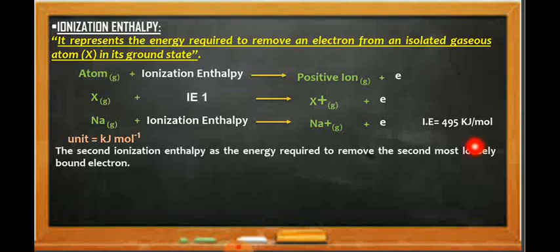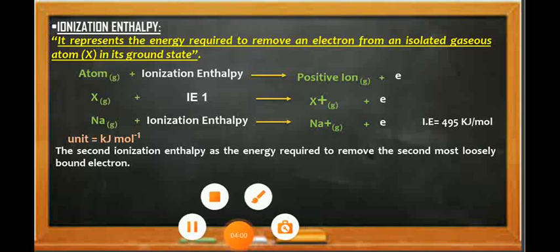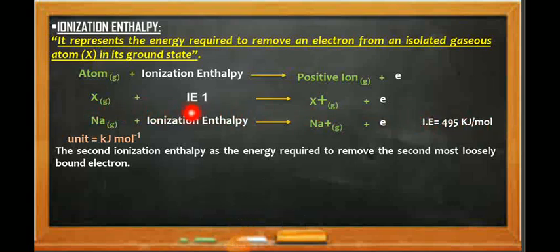Now we'll see the second ionization enthalpy. Before understanding second ionization enthalpy, we'll see what is first ionization enthalpy. It's the amount of energy required to remove the last, loosely bound electron. The energy needed to remove the last electron from an atom is called first ionization enthalpy. Whatever the three equations I have explained, they are all examples of first ionization enthalpy.